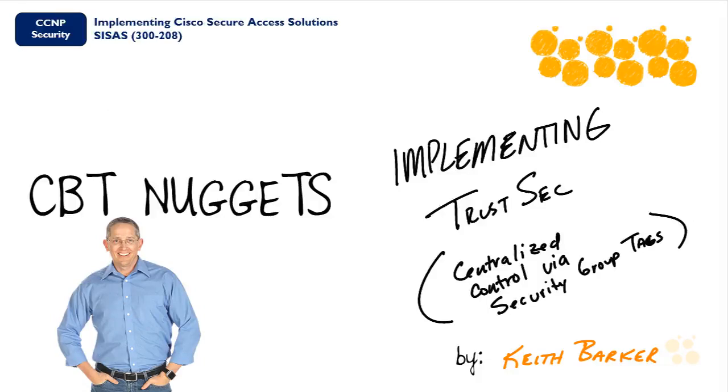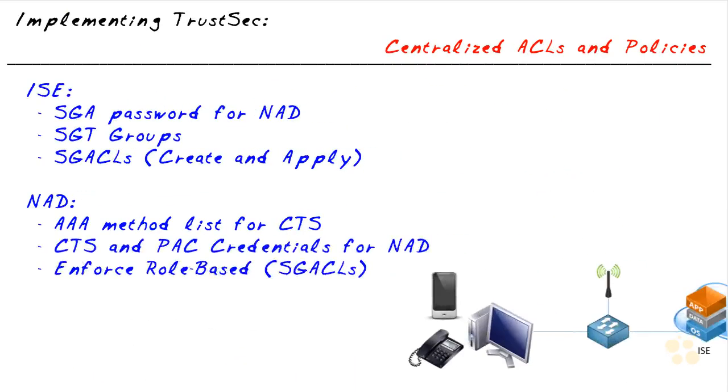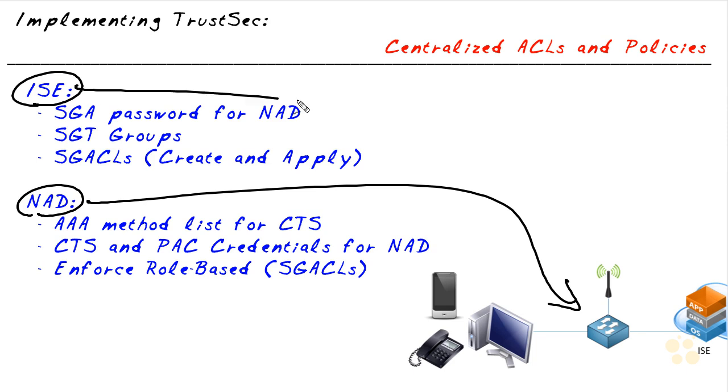In this nugget, we'll take a look at the steps to implement Cisco's TrustSec. Let's begin. I'd like you to imagine that you and I want to do central administration and control of access using TrustSec. Now, to implement TrustSec, there's a few things we have to do on ICE, and there's a few things that you and I want to do on the network access device. In this case, the NAD is our switch, and of course, the ICE server is the ICE server.